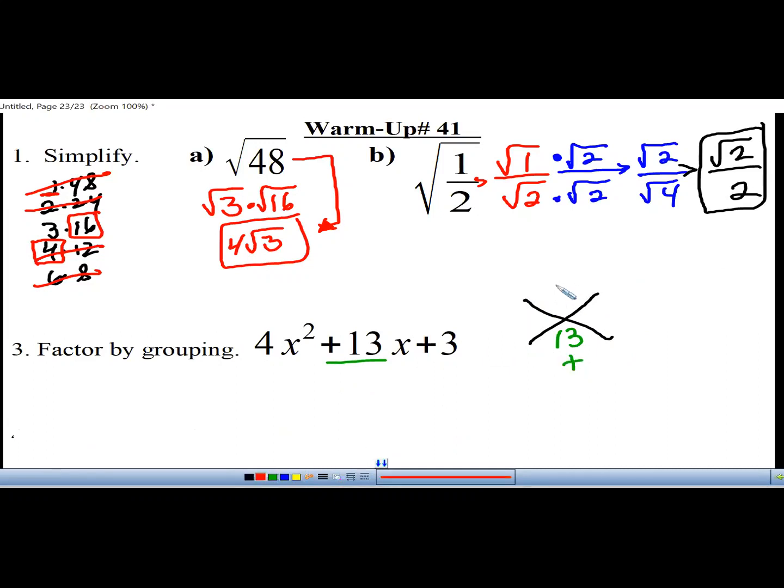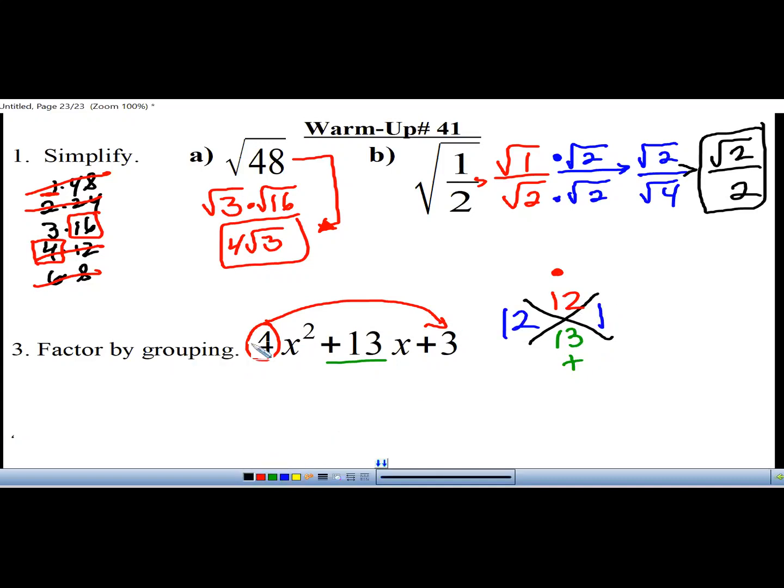However, what goes on top for our product? Since there's a leading coefficient, I multiply 4 times 3, which is 12. So what factors of 12 add up to 13? Oh, 12 times 1 is 12. 12 plus 1 is 13. All right, so those are it.